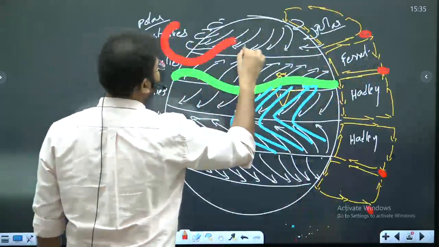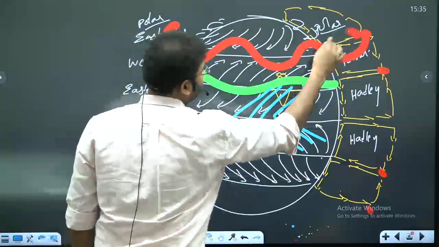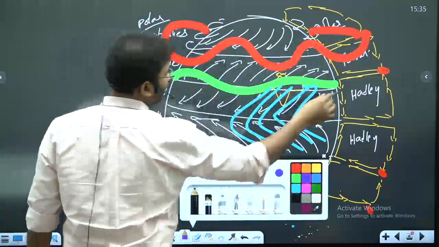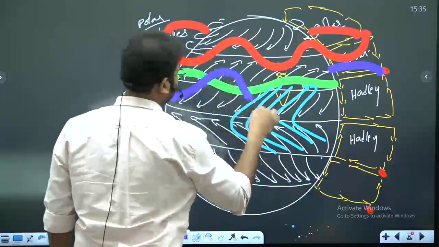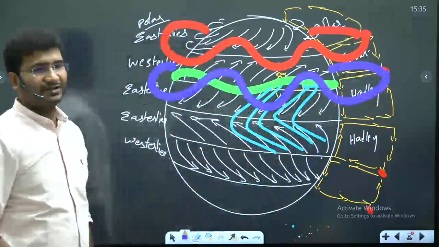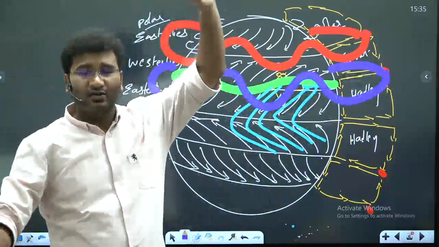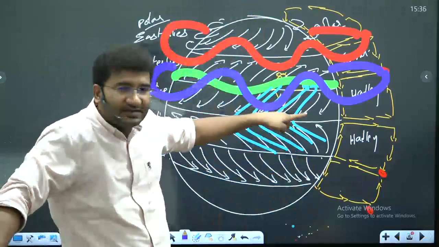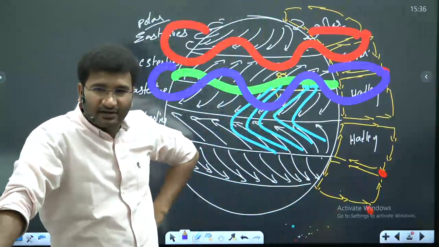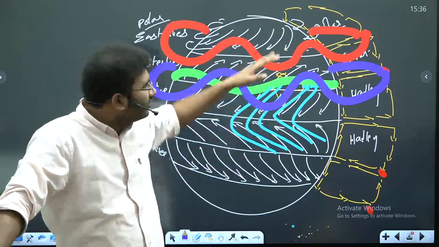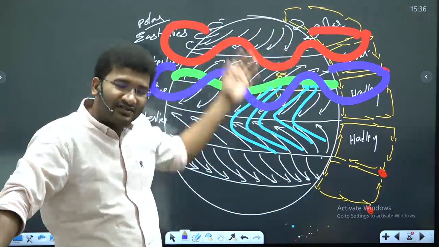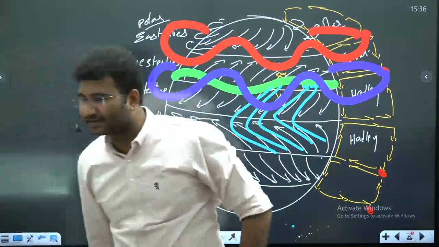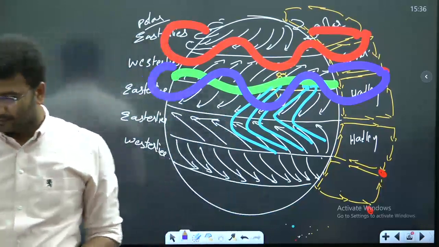If this is your jet stream, imagine if this is your jet stream which is flowing at a height of 8 to 12 kilometers की ऊंचाई पर, the jet stream will be stronger if your wind system is stronger, right? Overall circulation अगर strong होगा तो jet stream strong होगा. अगर overall circulation ही weak है तो jet stream weak है. Now tell me, what are primary circulations, secondary circulations and tertiary circulations?